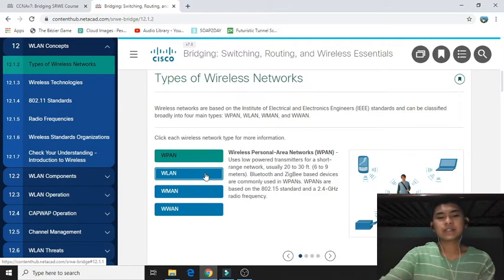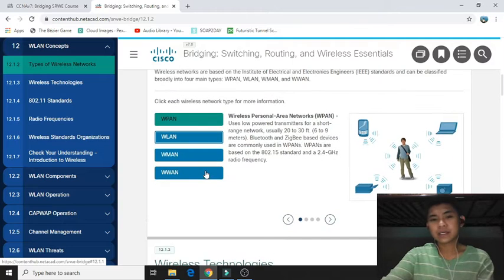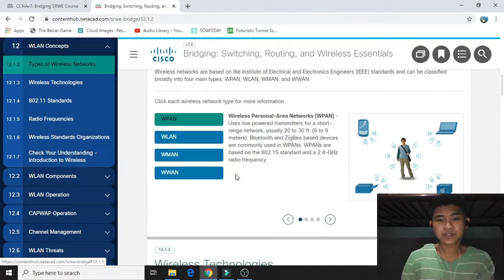First is the WPAN, or the Wireless Personal Area Network. It uses low-powered transmitters for a short-range network, usually 20 to 30 feet or 6 to 9 meters. Bluetooth and Zigbee-based devices are commonly used in WPANs, and WPANs are based on the 802.15 standard and 2.4 gigahertz radio frequency.